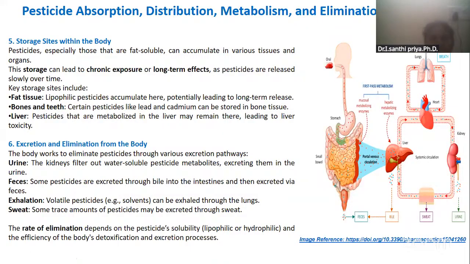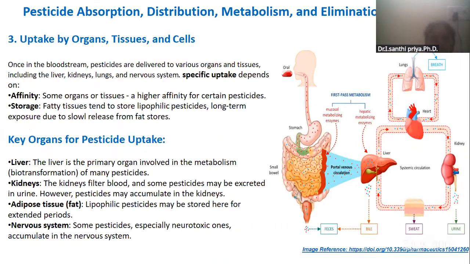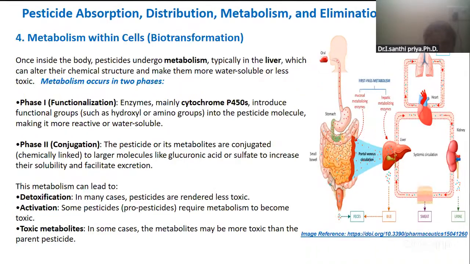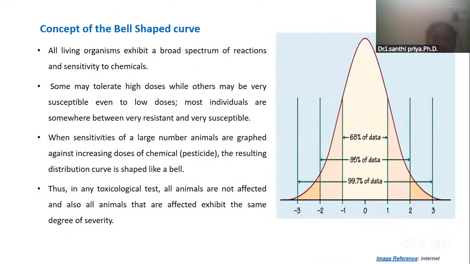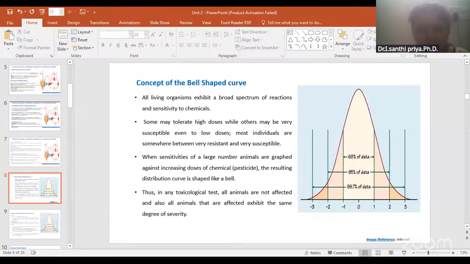So we are done with this, where we have seen the absorption, distribution, metabolism, and elimination. And we have also seen the storage sites and excretion process. So now we'll see the concept of the bell curve here.